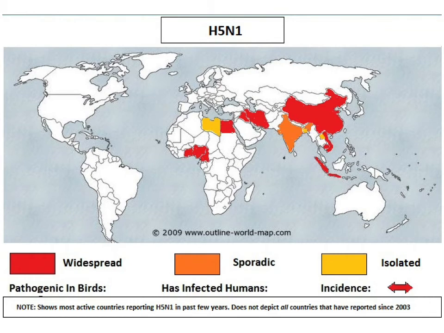H5N1, occurring as an epizootic in poultry in some countries, is not expected to diminish significantly in the short term. Thus, sporadic human infections with H5N1 virus resulting from direct or close contact with infected, sick, or dead poultry are expected to continue to occur, and some of these cases are likely to be fatal.